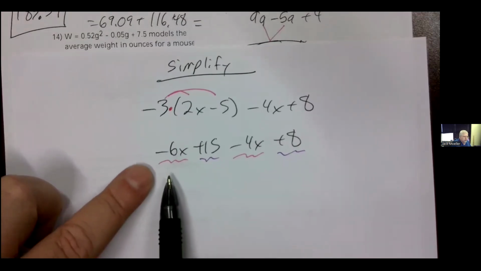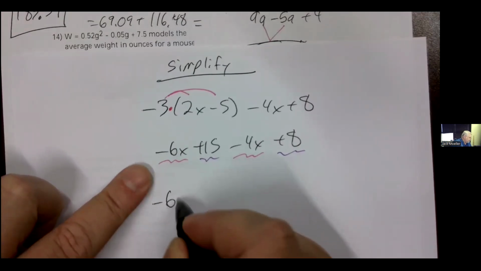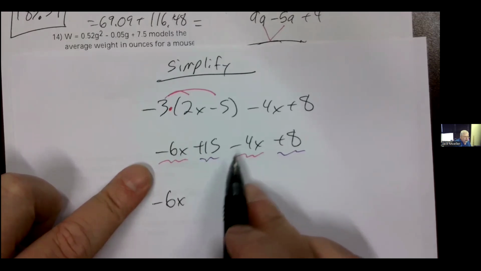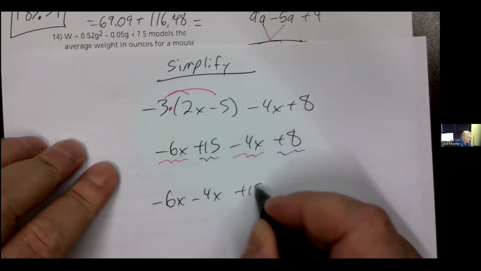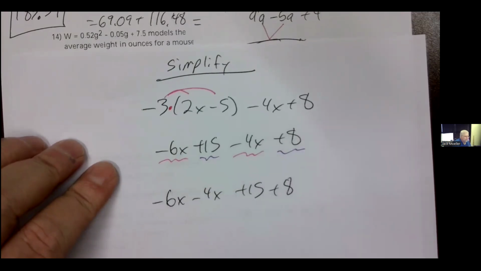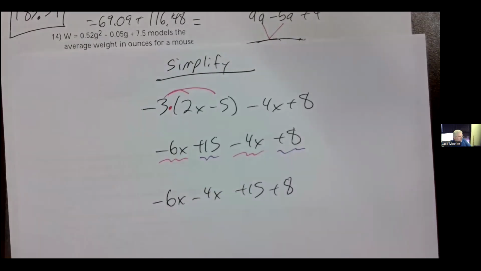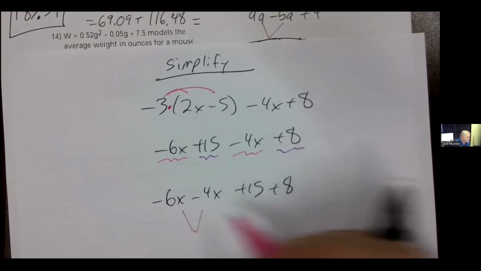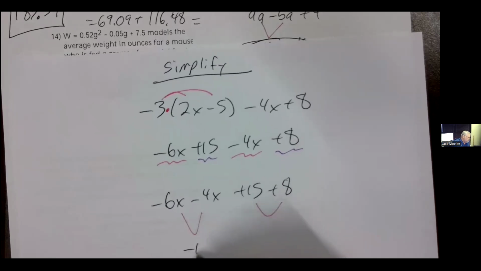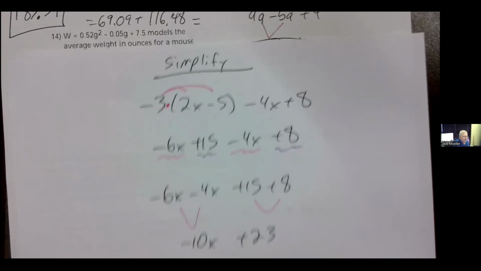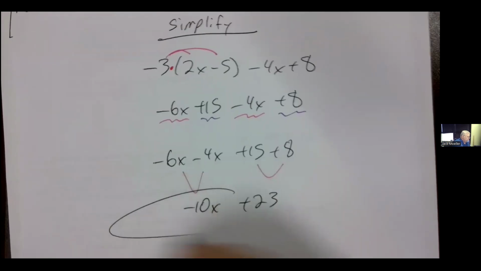So let's start with -6x. Now that is a -4x, so don't lose that minus. And then we have plus 15 and plus 8. If this helps you with your like terms, then by all means do so. And so now we just do x's with x's, numbers with numbers. We have -10x plus 23. And then those are unlike terms. So we stop.